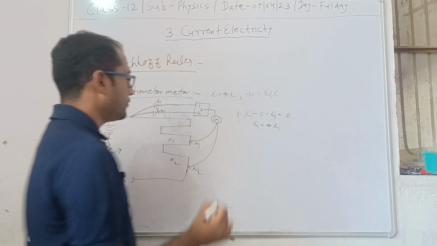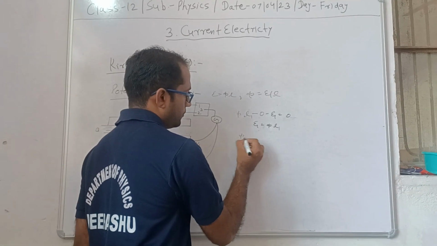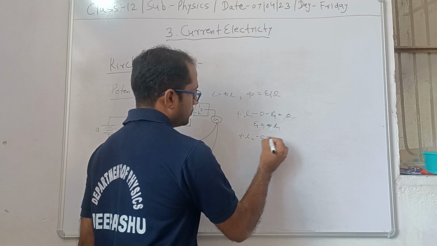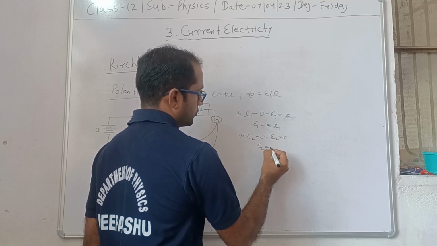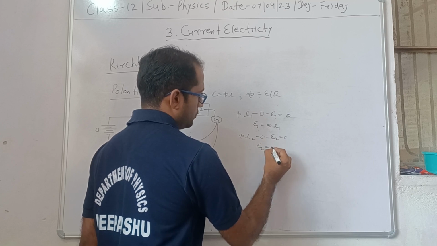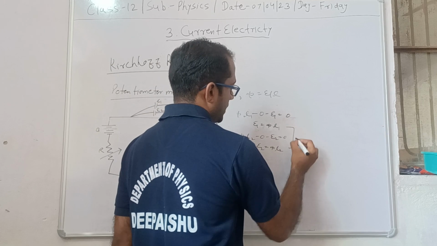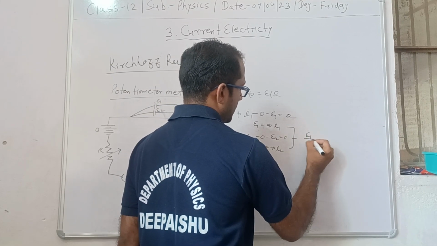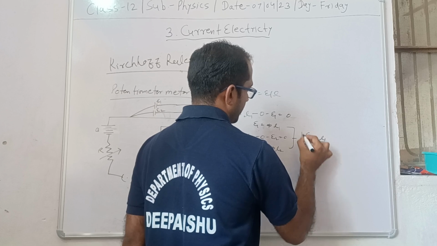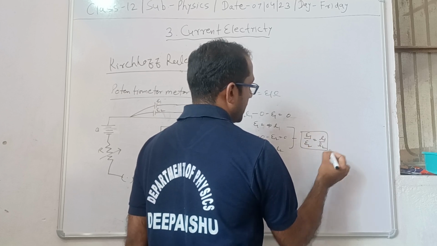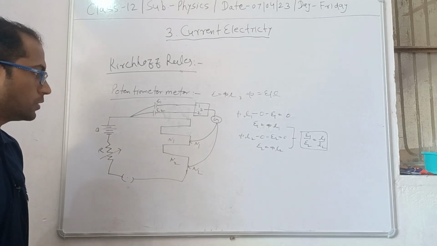Then if we connect the jockey to N2, we get the same formula: psi L2 minus epsilon 2 equals 0. Then epsilon 2 equals psi L2. If we divide both formulas, we get epsilon 1 upon epsilon 2 equals L1 upon L2. This is the basic relation of EMF with the lengths L1 and L2.